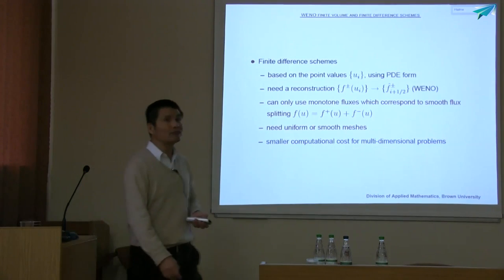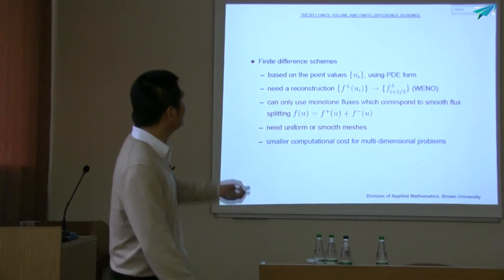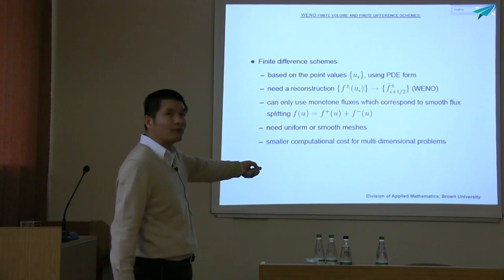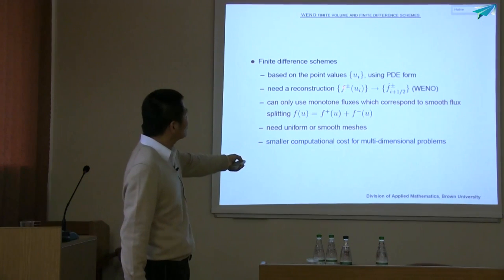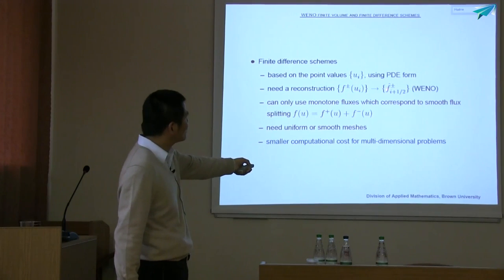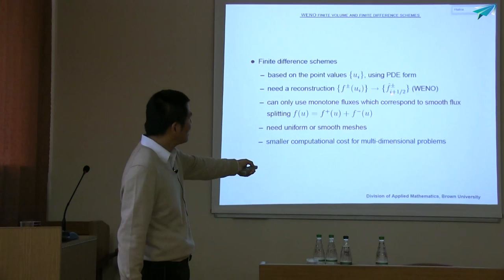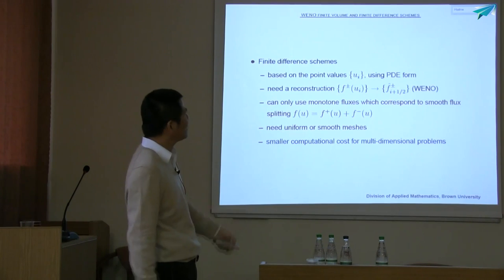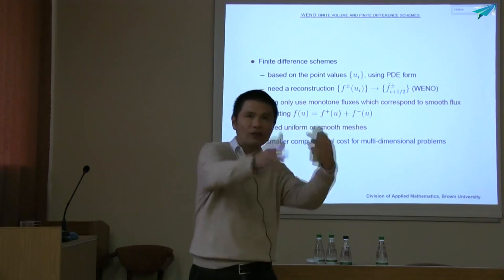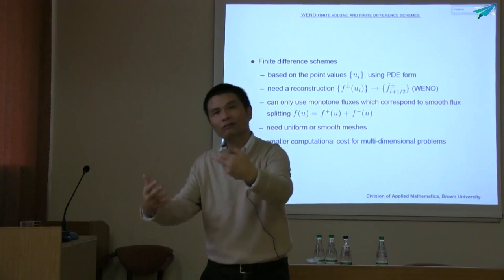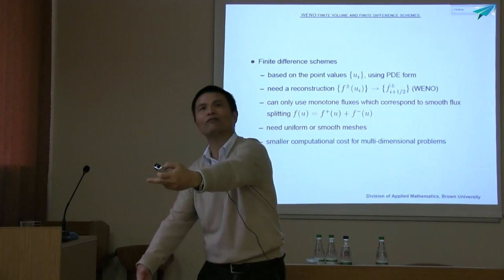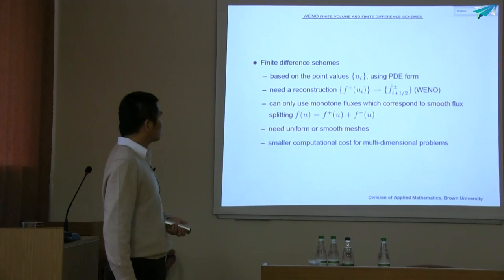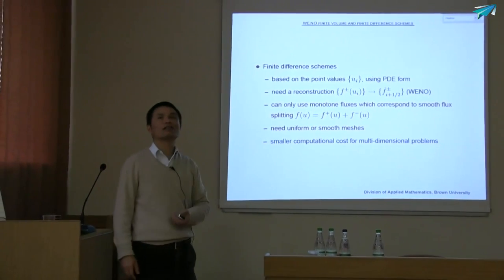And for finite difference schemes, the first two lines are just stating the facts. Again, it is based on point values. And you use the same reconstruction procedure to reconstruct from the point values of F plus of UI to get F hat plus of I plus half, and F minus of UI to get F hat minus of I plus half. So two different reconstructions with different inputs and different stencils, you get two different outputs, different numerical fluxes, you add them up, this is your final numerical flux.